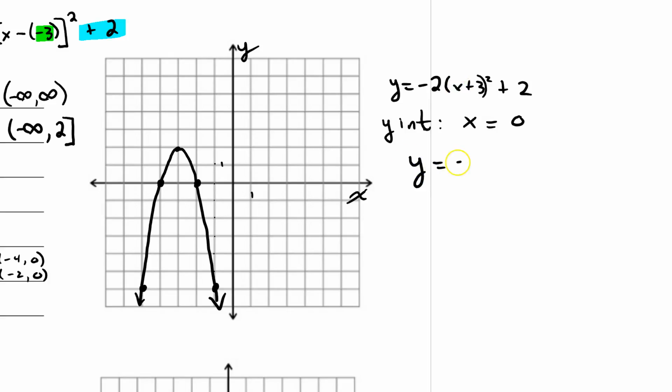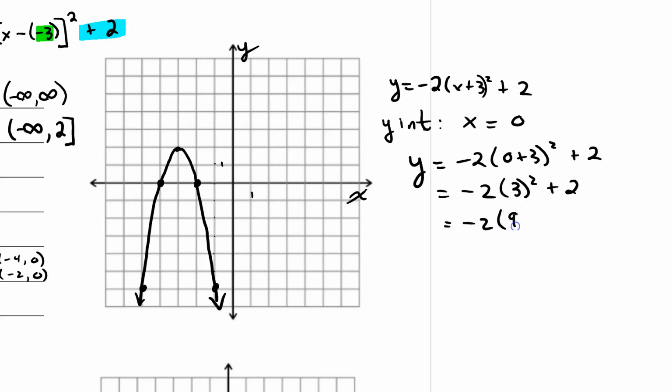So y equals -2(0 + 3)² + 2. Then y equals -2(3)² + 2. I just cleaned up that bracket a little bit. Exponents first: 3 to the power of 2 is 9, plus 2. Negative 2 times 9 is negative 18, plus 2 is going to be negative 16.